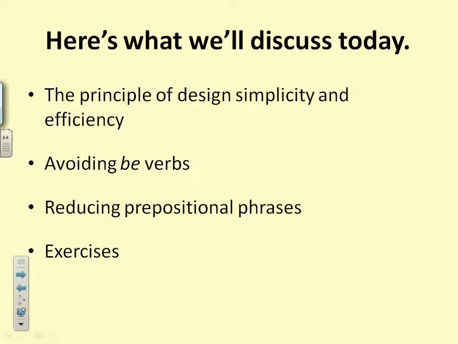So a couple of specific points about this. First off is just the principle of design simplicity and efficiency as it relates to writing. So we'll just talk about that as a principle. Then we'll look specifically at avoiding be verbs and why that's an issue that we should pay attention to in our writing. Reducing prepositional phrases, and then, as I said, we'll close with some exercises.